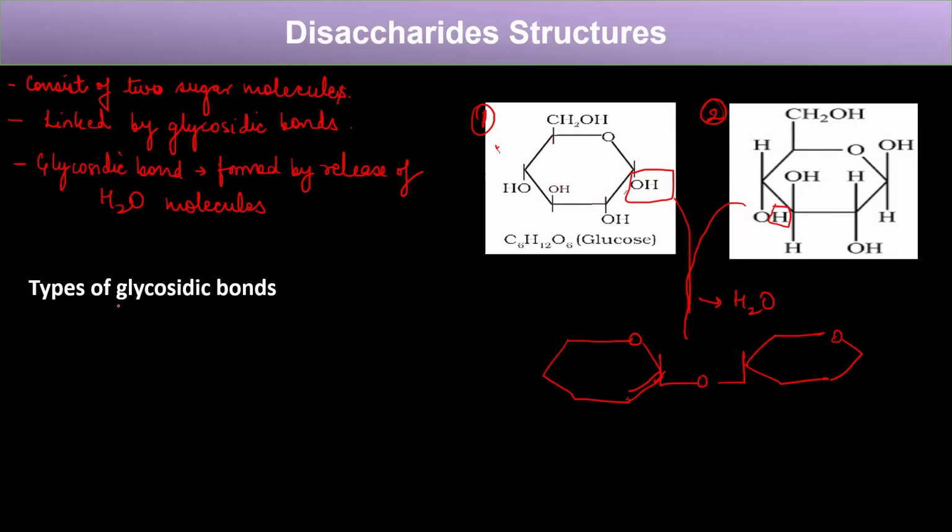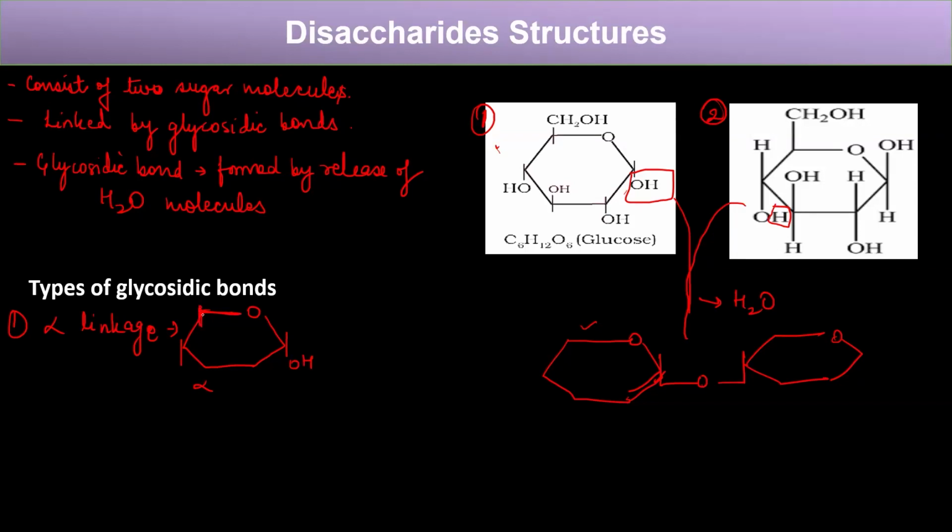Now, if we talk about the types of glycosidic bond, we have two types. The first type is known as alpha linkage, or alpha glycosidic bond. In the alpha linkage, the structure will look something like what I have drawn. So this is the alpha linkage. From where will it be formed? Suppose both of the sugar molecules are alpha. So this is, say, alpha glucose.